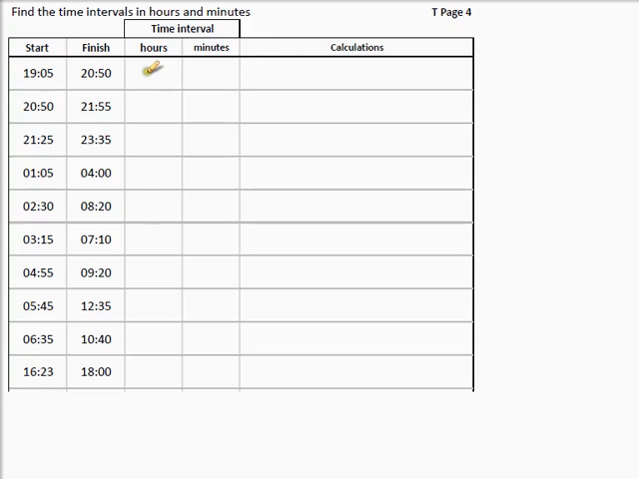You can think how long is it till the next full hour, which is 20, or we can go 19:05 to 20:05, and that is 1 hour, isn't it? And then we can go to 20:50. So 50 take away 5 is 45, so it's 45 minutes, yes? That is 1 hour and that is 45 minutes.